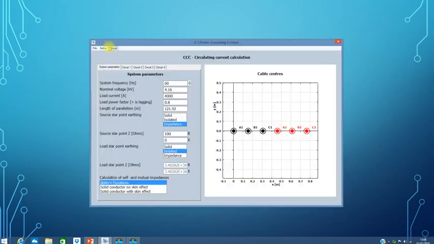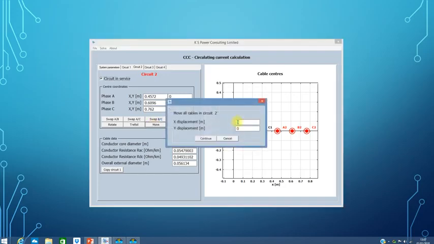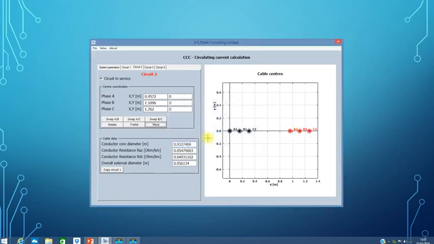Now, a key issue is the proximity of the circuits. If we were to move the position of circuit 1 by half a meter to the right in this diagram, so let's displace all the cables in circuit 2 to the left, or to the right even. What happens now when we run the program?